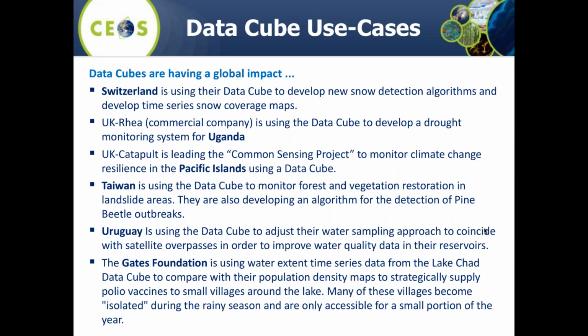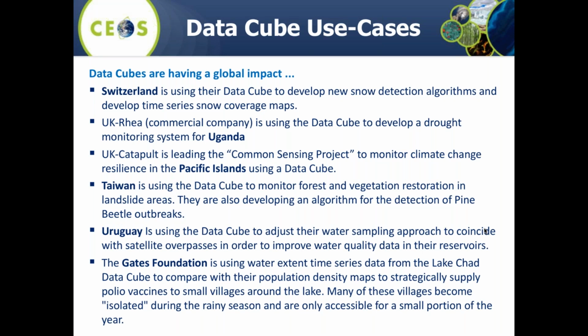UK REA is a commercial company that is using the data cube to create a drought monitoring system in Uganda. Since the data is free and open, it's possible for any commercial entity to also connect and start to use the cube. UK Catapult is another group. They're linked with the UK Space Agency, and they're running a project in the Pacific Islands. Taiwan is using the cube for forest and vegetation studies, and they're looking at another interesting algorithm on pine beetle outbreaks, which looks at deforestation due to pine beetles.